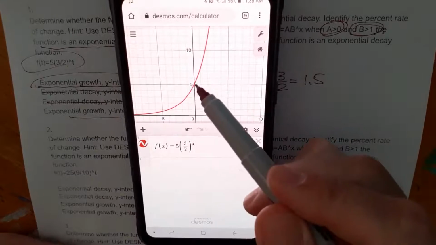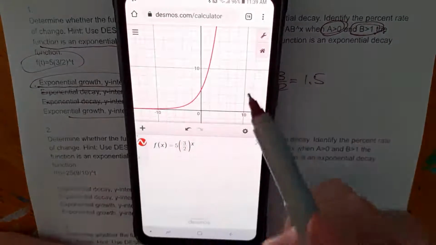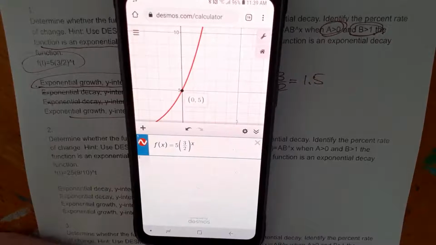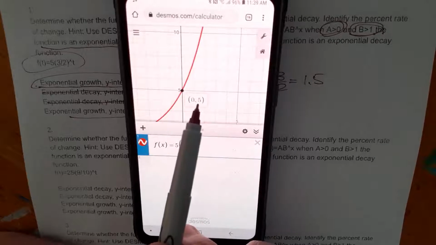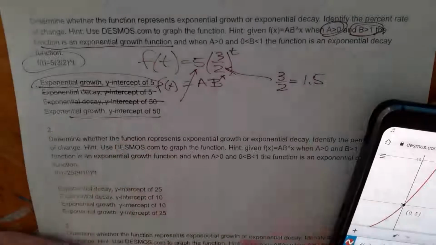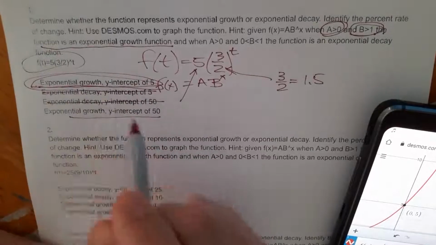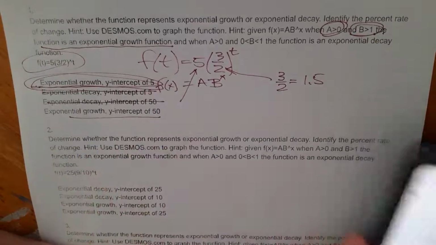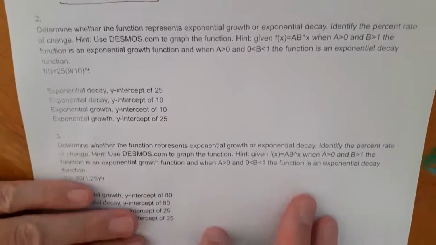Notice that we can tell it's exponential growth because that's what it looks like right there, and you're going to see that in a minute. If we look at where it crosses the y-axis, it's right at 0, 5, right? So that is the beginning point, and so they say exponential growth with y-intercept of 5, all right? With that said, let's see how repetitive these get.